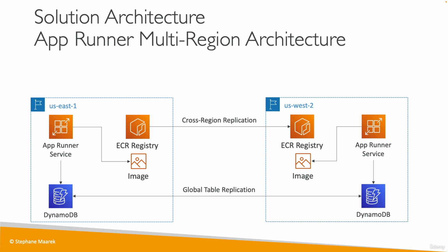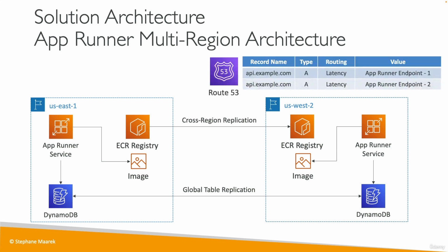So now we have a very good setup in two regions, but how do we distribute our traffic across regions? Well, for this, very simple. We can use Route 53, where we set up a latency type of record that points to both endpoints of App Runners, and then automatically your user is going to be redirected to the best endpoint in terms of latency.